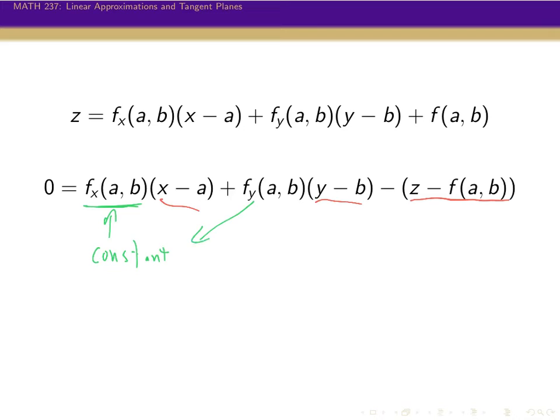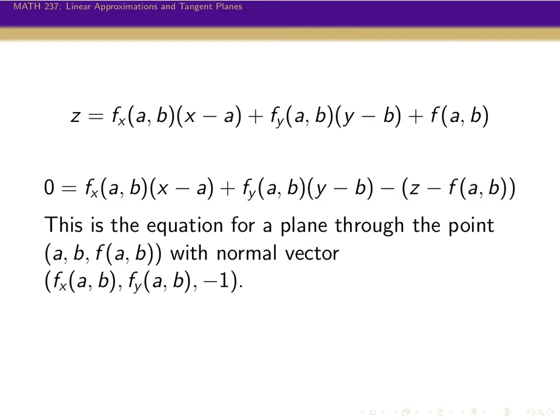That's a constant. And then out here, we have a constant. You can think about this as the constant being minus 1 on the outside. And so we have a constant times x minus a, plus a constant times y minus b, plus a constant times z minus f of ab. Well, what does that look like? That's the equation for a plane. Right? So this would give us an equation for a plane through the point.